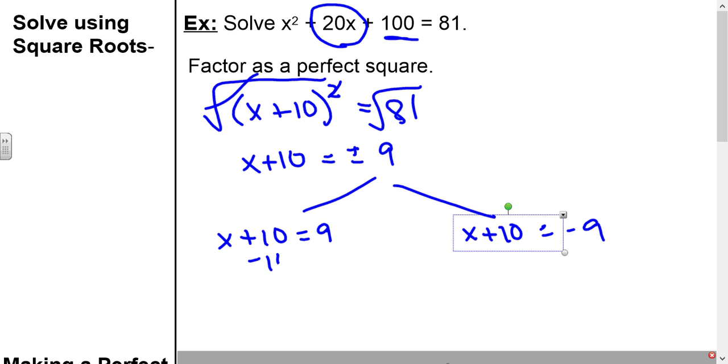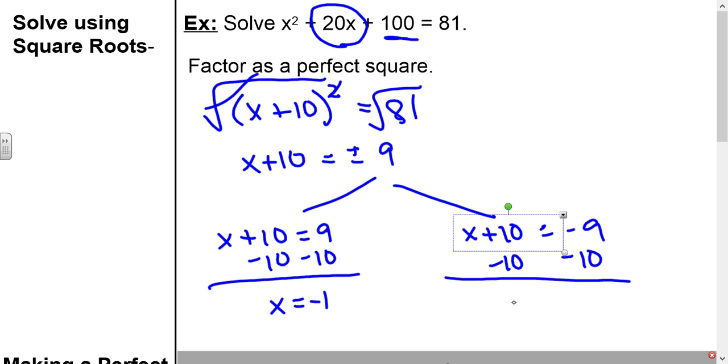We're going to subtract 10 from both sides, and on this side we get x equals negative 1, and when we subtract 10 on this one, we get x equals negative 19. So we have two solutions, negative 1 and negative 19, that we could plug in for x, and it would both come out to be 81. All right, moving on.